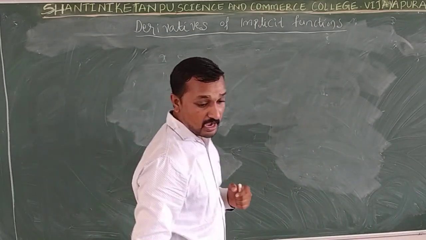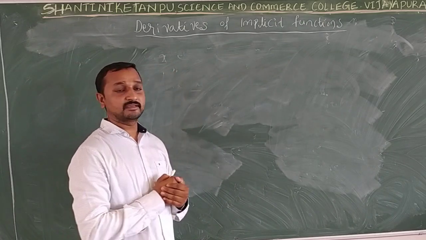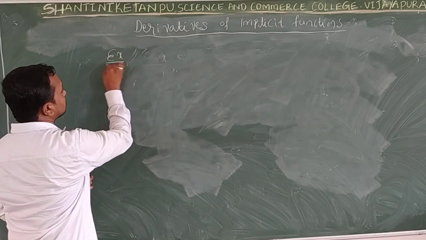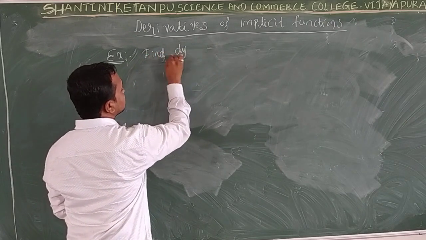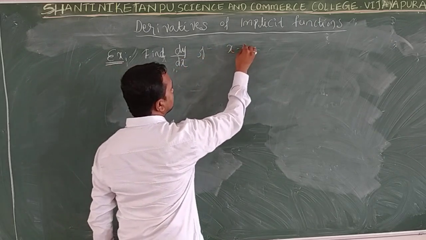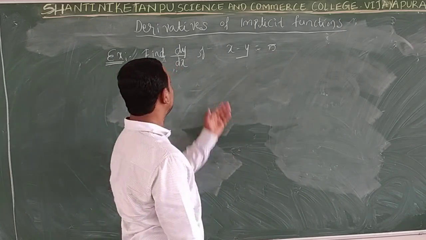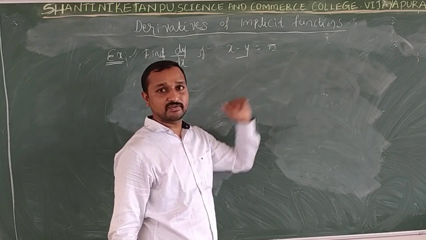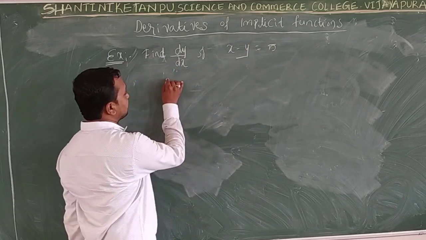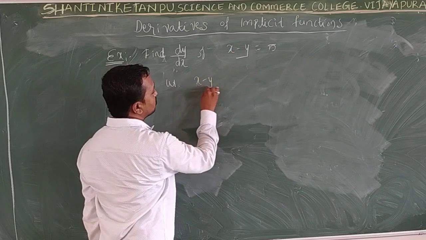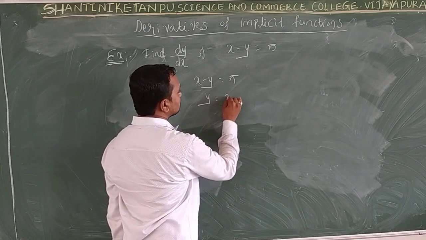Next, how to solve implicit function, the derivative of an implicit function. This is very important. Let me take an example: find dy by dx if x minus y is equal to 5. This is a very simple example. I can solve it as an implicit function as well as an explicit function, because this relation can be rewritten as y equal to f of x. First, let x minus y is equal to 5, or y is equal to x minus 5.